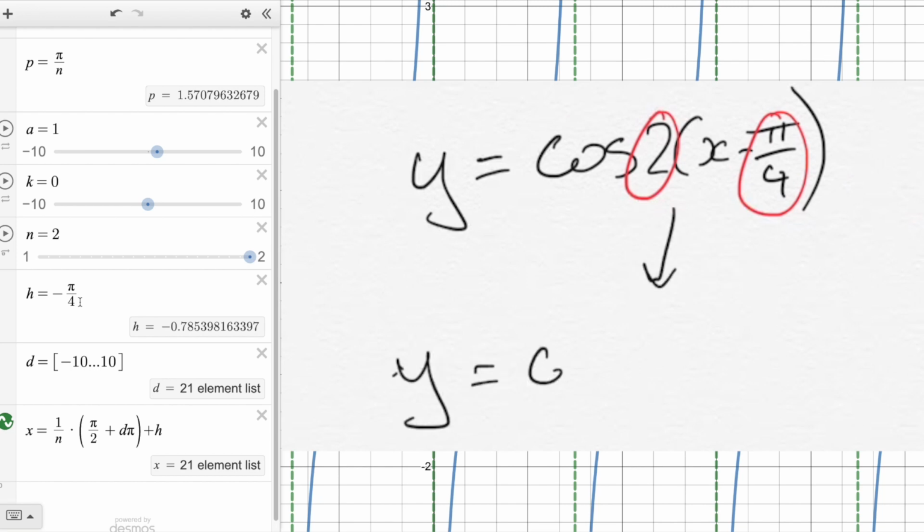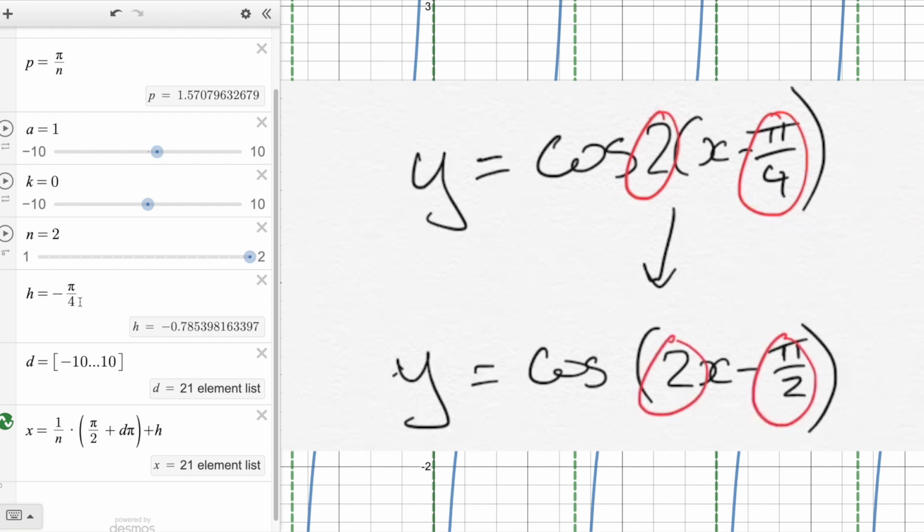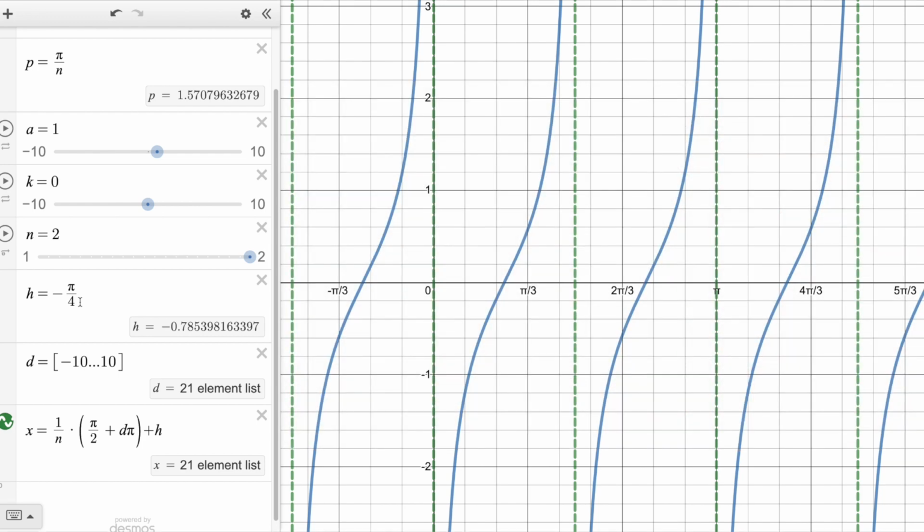Or it can be rearranged to be y equals cos of 2x minus pi on 2, which can be considered a translation of pi on 2 right, and then a dilation of factor a half. This will impact on asymptotes primarily, which we will see when we're sketching graph examples.